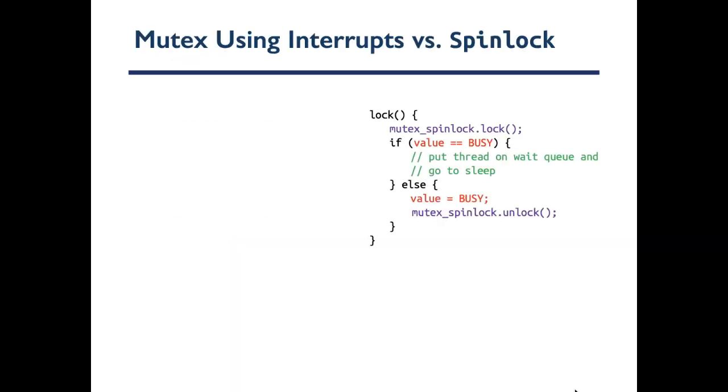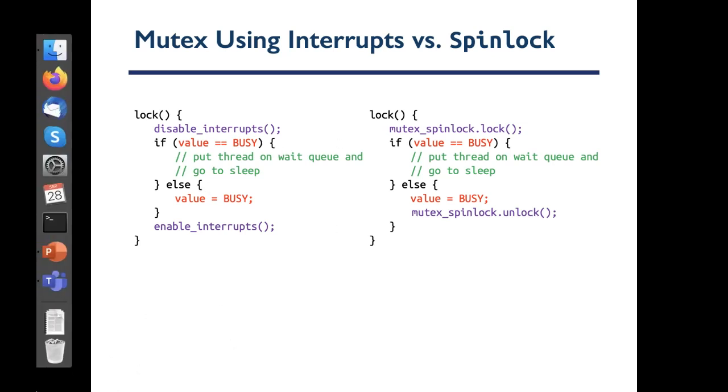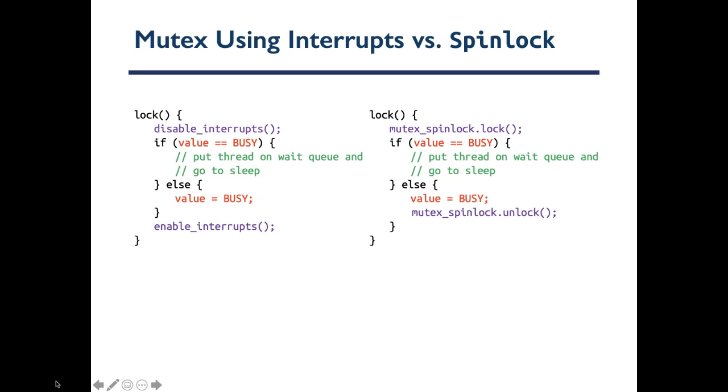Okay. So just a comparison to put side by side the two implementations we've seen. One with disabling interrupts, and the other one with the spin lock. You can see the similarities. Here, instead of disabling interrupts, we lock the spin lock. Instead of enabling interrupts, we just unlock the spin lock. The rest of it is basically the same.